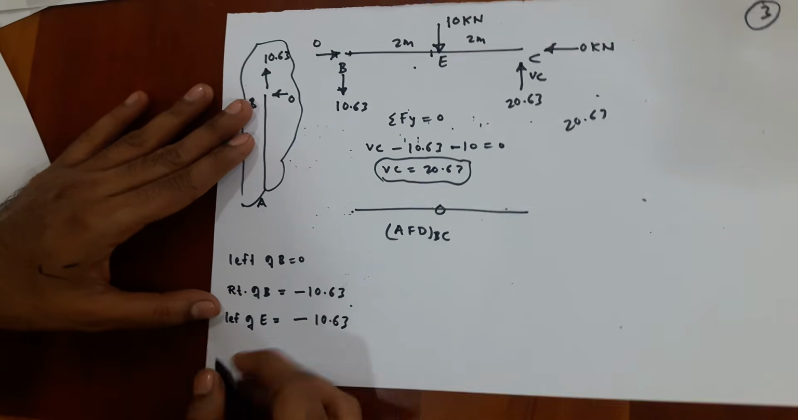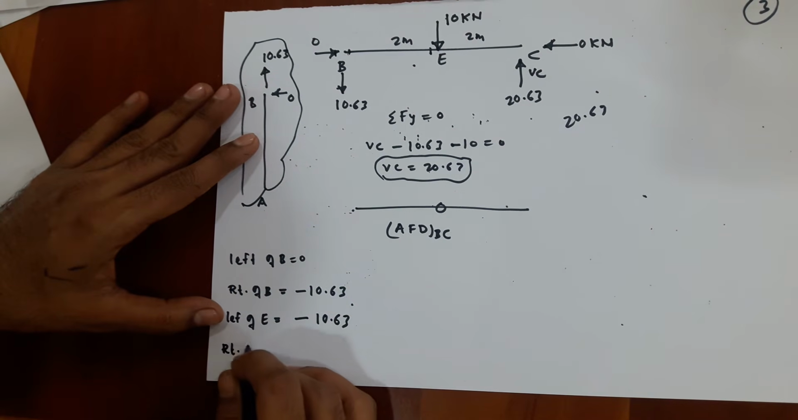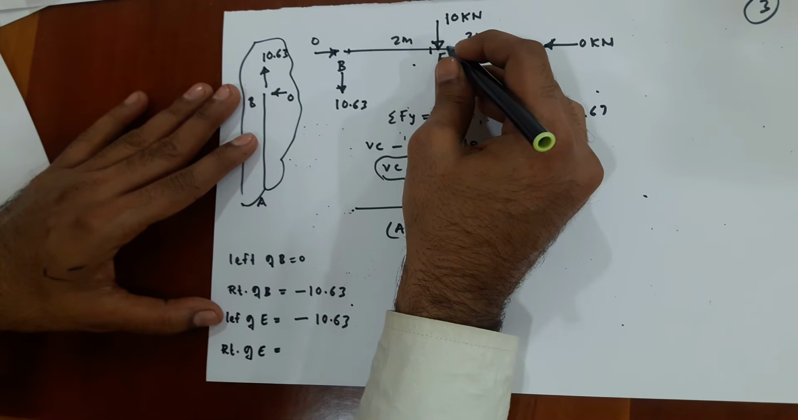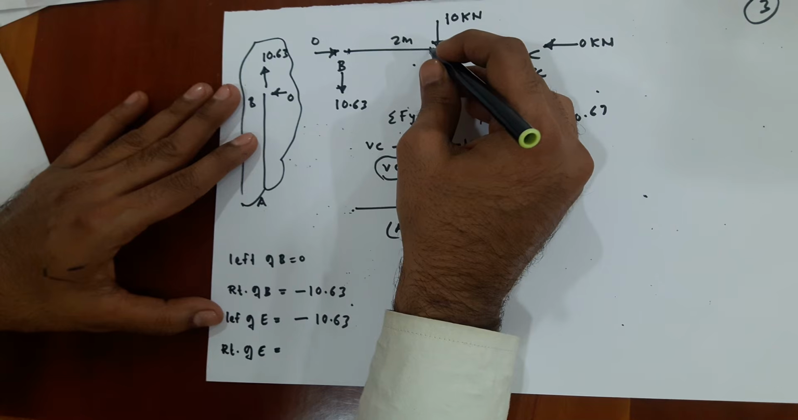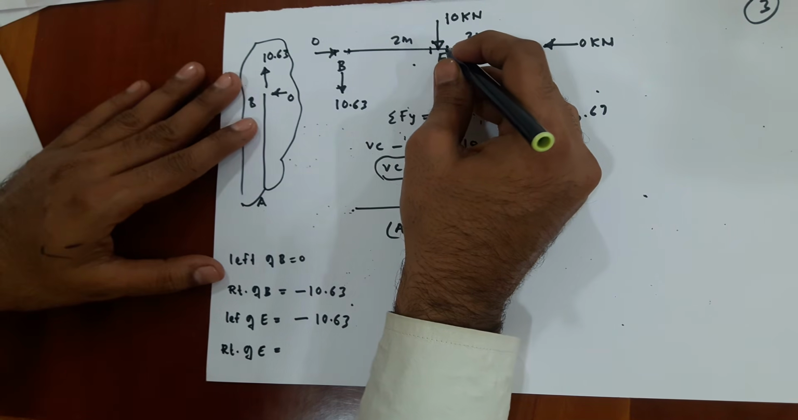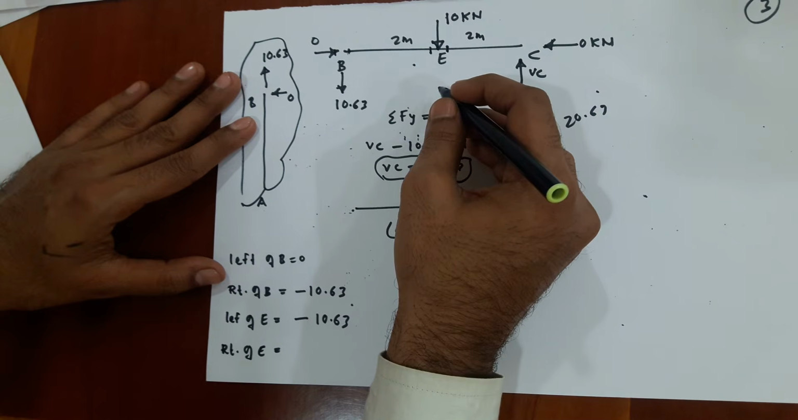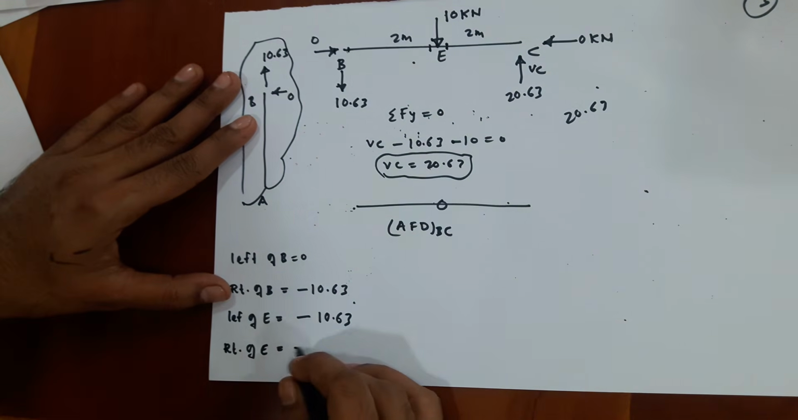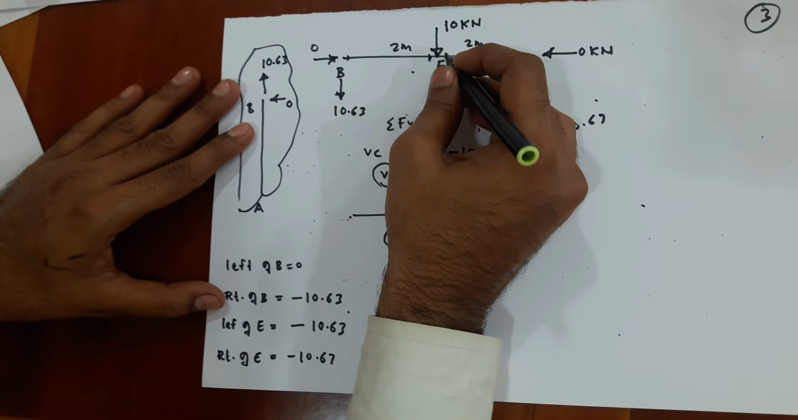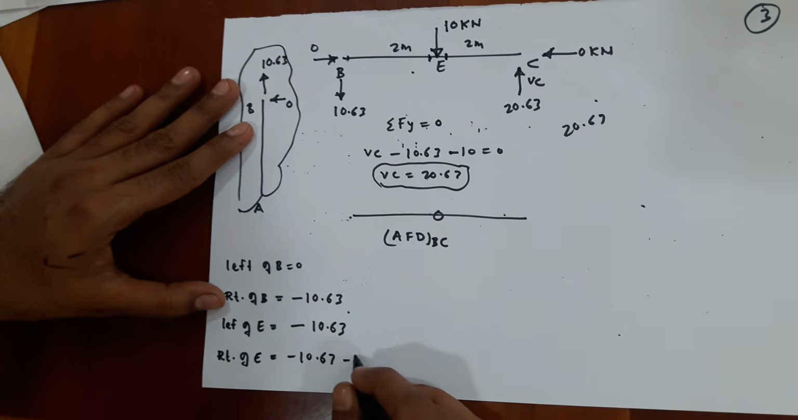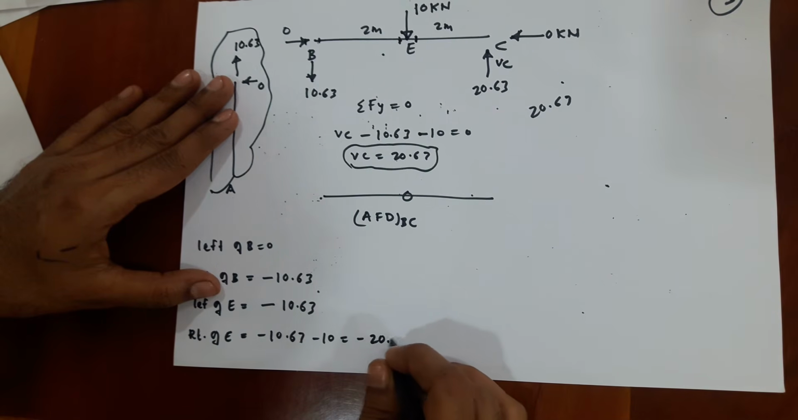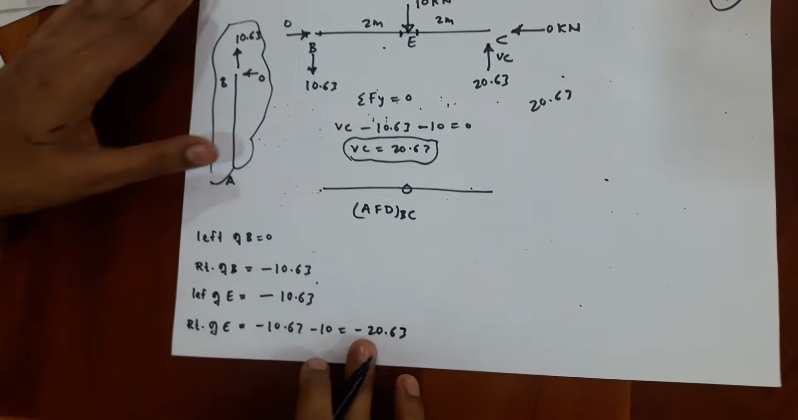Okay, next point is right of E. From left of E you are going to right of E. What is the shear force at left of E? Minus 10.63, and when you are going again, minus 10 will add to that point. So minus 10.63 here, you are going from here to here, again minus 10. So shear force at right of E will be minus 20.63.